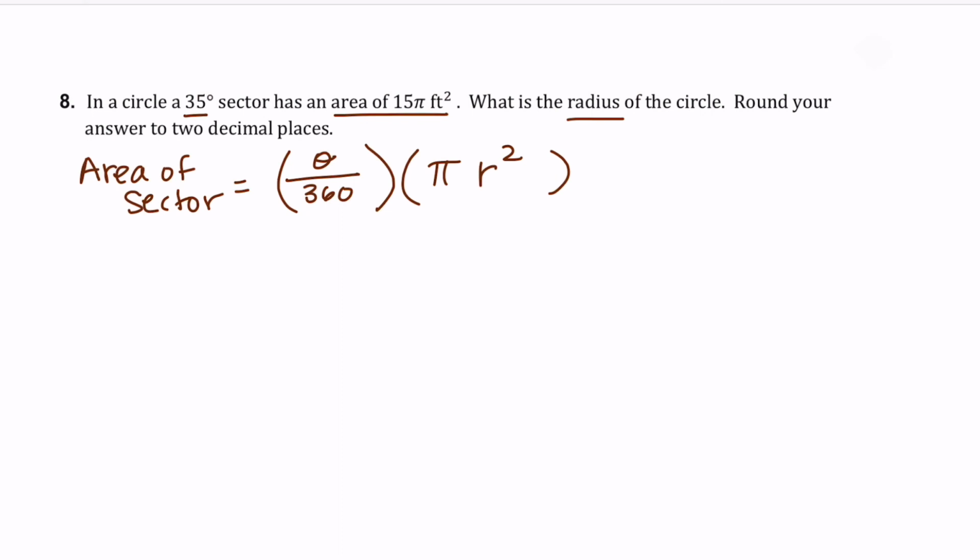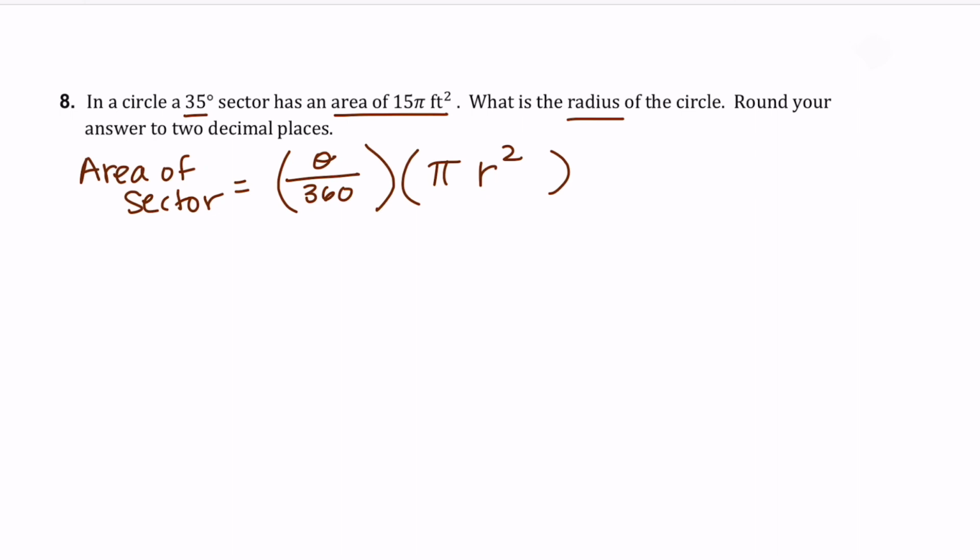This time we're looking at the equation of a circle with a sector angle of 35 degrees and the whole area of that sector is 15 pi feet squared. We want to find what the radius of the circle is. We're going to use this equation here where we find our area of our sector and we're going to solve for our r squared.